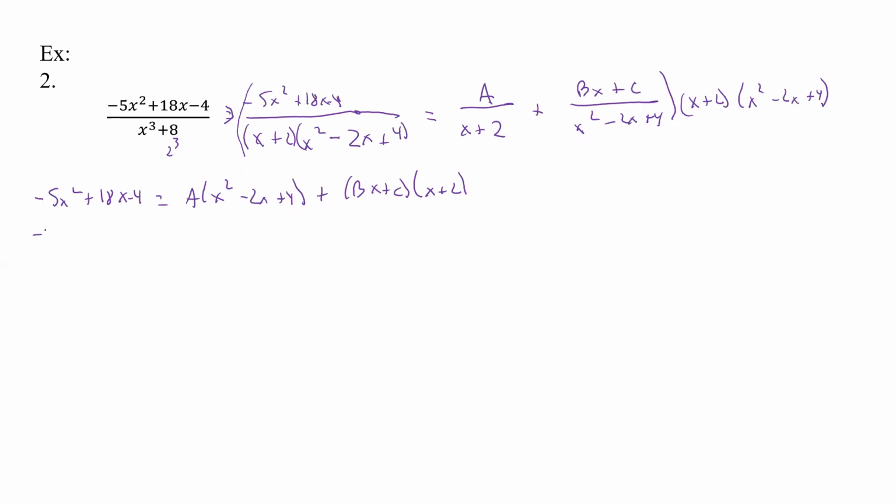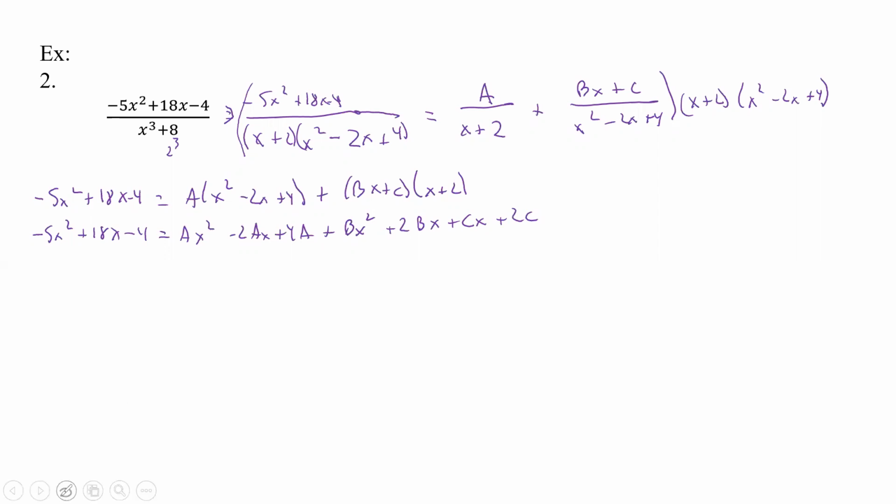All right, so going on down, minus 5x squared plus 18x minus 4 equals, now that's ax squared minus 2ax plus 4a plus, now we have bx times x, so that's bx squared, bx times 2, so that's plus 2bx, c times x is cx, c times 2 is 2c.